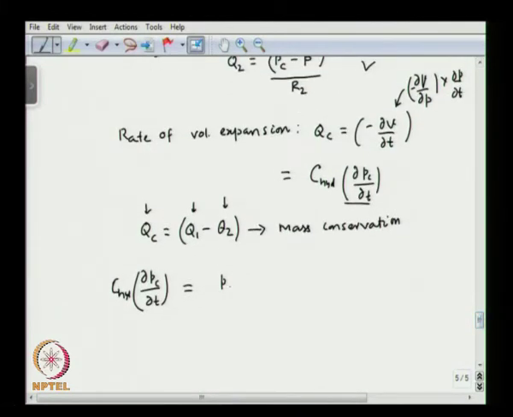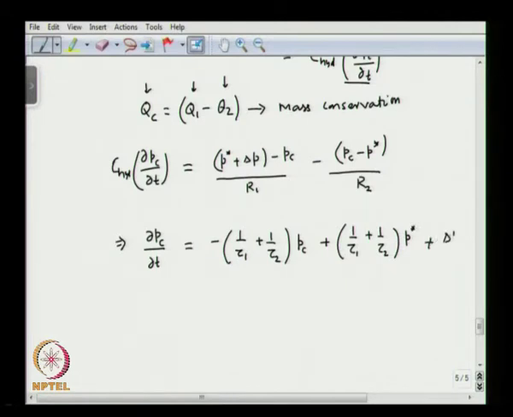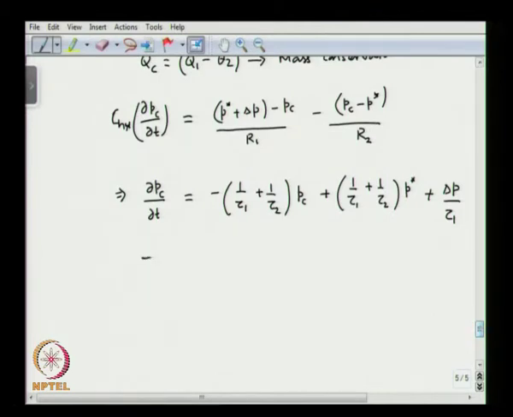So, we can write P star plus delta P minus Pc divided by R1 minus Pc minus P star divided by R2. Now, if you rearrange the terms, you will get del Pc over del T will be equal to minus (1 over tau 1 plus 1 over tau 2) into Pc plus (1 over tau 1 plus 1 over tau 2) into P star plus delta P over tau 1, where tau 1 will be R1 C hydraulic and tau 2 will be R2 C hydraulic.